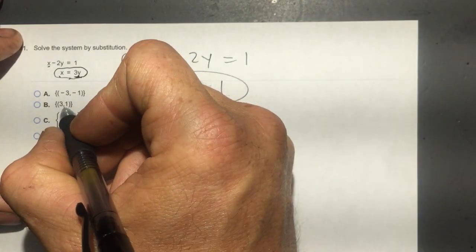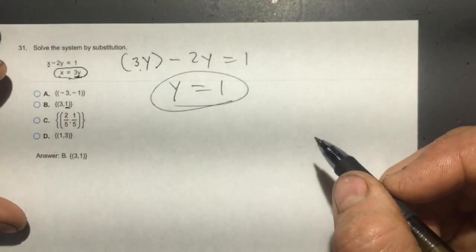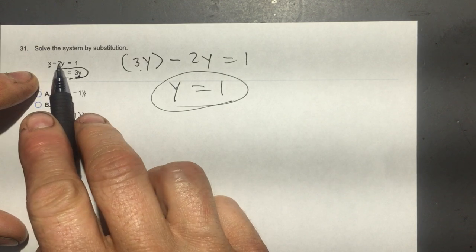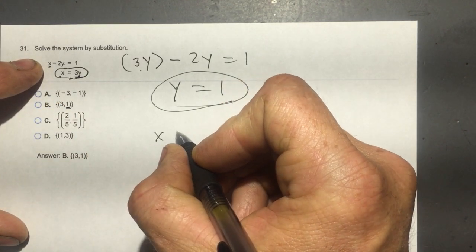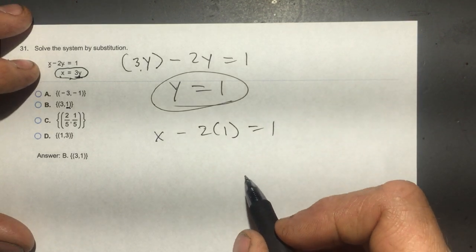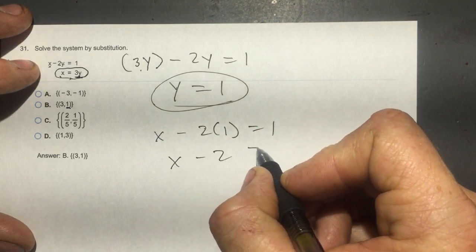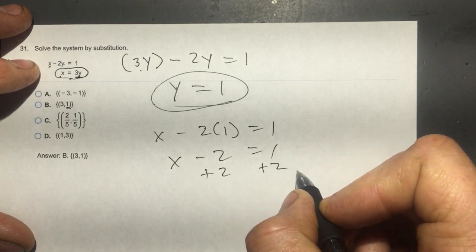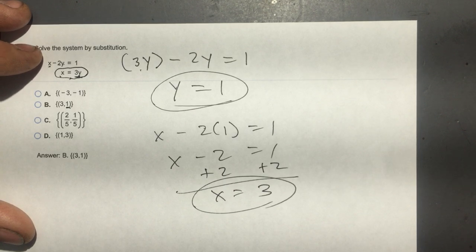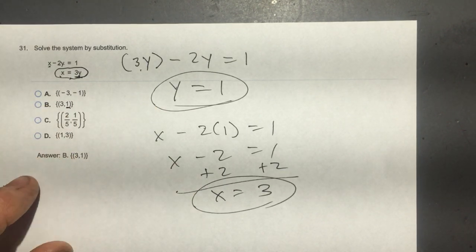Okay, the only one that has y as 1 is right there, this one. So it's got to be B. But if I plug it back in now, if I plug y equals 1 right here, so I have x minus 2 times 1 equals 1. x minus 2 equals 1. Then I would add 2. And x equals 3. So there you go. There's the solution there, 1, 3. The answer is D.